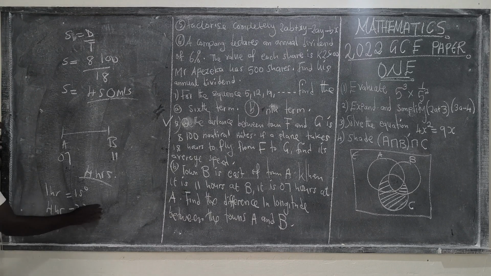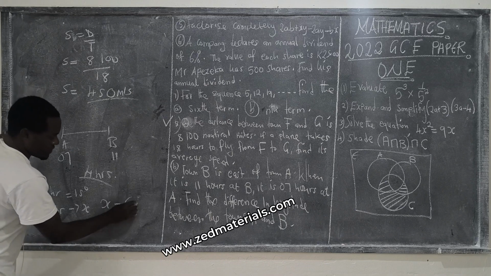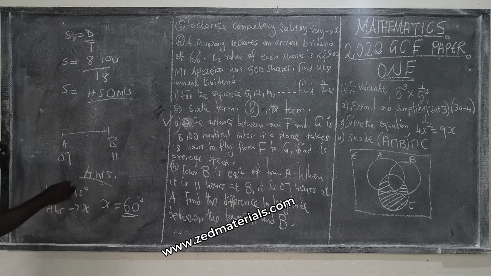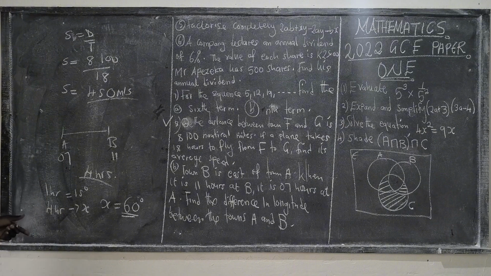So you say 1 multiplied by x, it is x is equal to 4 multiplied by 15. That is 60. So we have 60 degrees. So the difference in longitude is 60 degrees. Done and dusted. You have your answers.